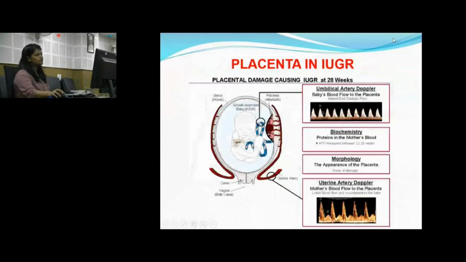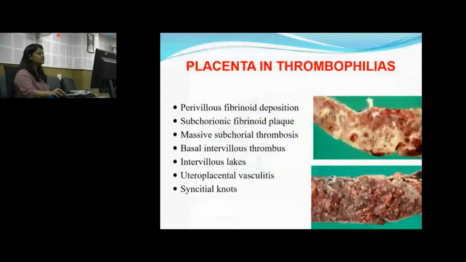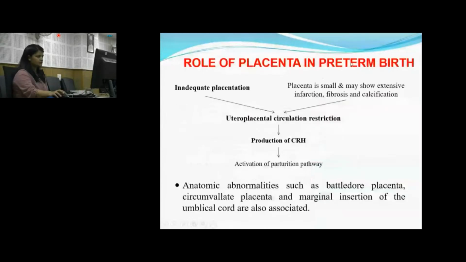In IUGR, we know there is impedance to the flow of maternal blood, or there are other factors which will lead to reduced blood supply to the baby and hence less growth of the baby. And this actually is the result of various pathologies rather than a condition by itself. In thrombophilias, we actually have perivillous fibrinoid deposition, subchorionic fibrinoid plaques, massive subchorial thrombosis, syncytial knots, intervillous. All these processes lead to reduced supply to the fetus, resulting in IUGR and later on IUD.